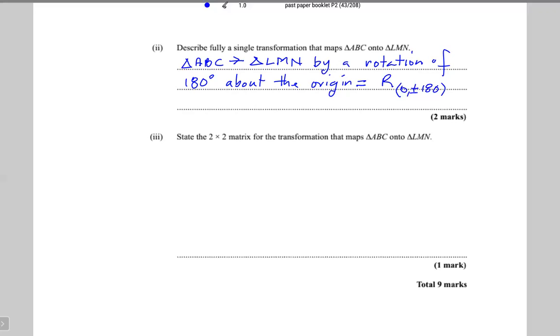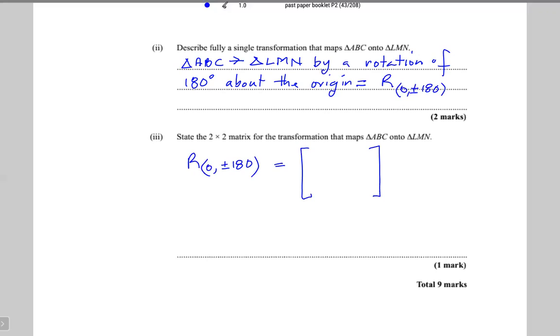The last thing, state the 2 by 2 matrix for the transformation that maps triangle ABC onto triangle L prime, M prime, N prime. Now, either you're going to understand this or you're going to have to swot it. Now, R O is actually this matrix. Now, here's what I do. I understand it, so it's easy for me to reproduce it.